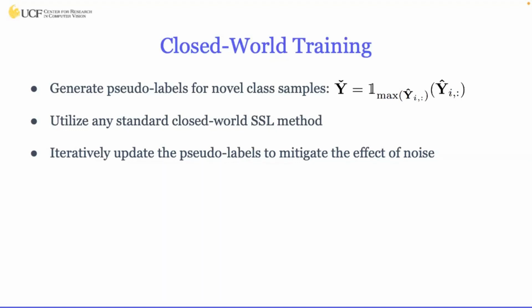So it kind of works like the expectation maximization algorithm. We are using our latest model to update the pseudo-labels, that means the expectation step. Then subsequently, we train the network with those generated pseudo-labels. That means the maximization step.